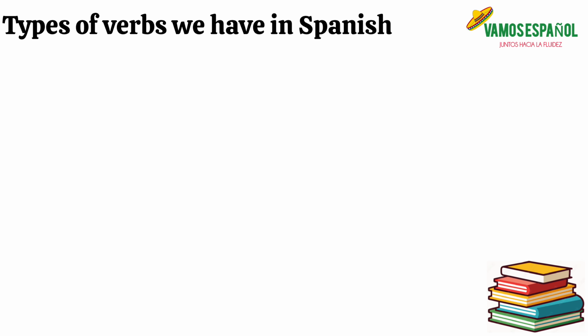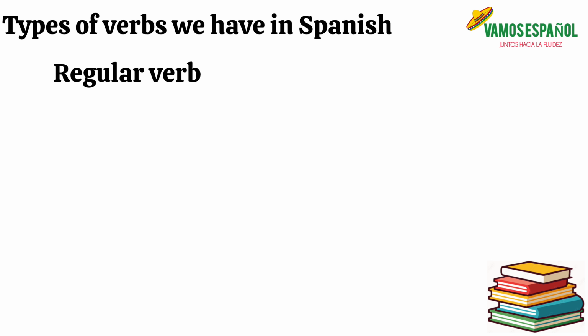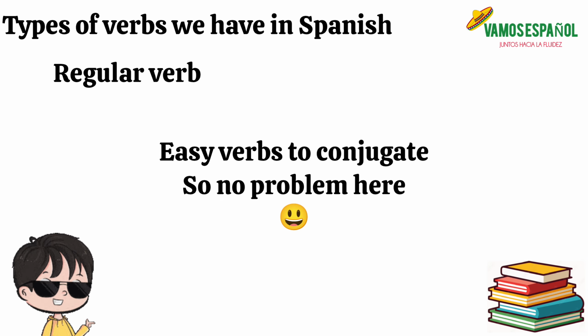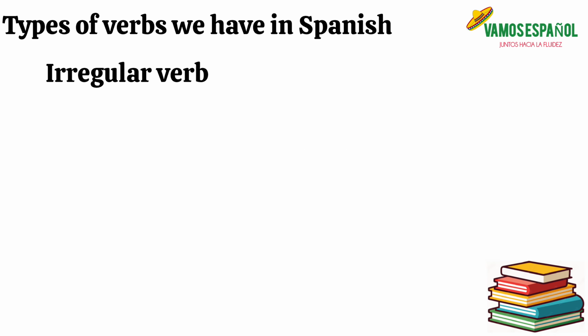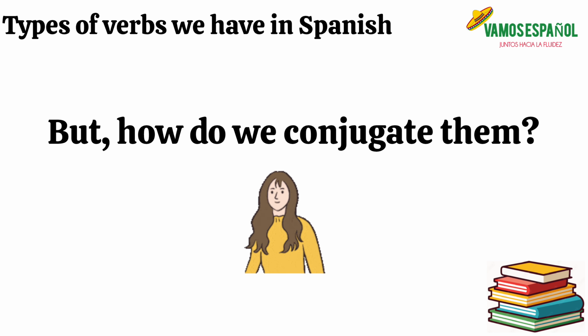So now that we know how to identify a verb, it's also worth mentioning that in Spanish we have two types of verbs. We have the regular verb and we have the irregular verb. The regular verbs are very easygoing verbs, those verbs that when conjugated, mirror the infinitive. They follow a set pattern and they behave just as expected. The irregular verbs, however, are the rebels in Spanish. They don't follow the rules and they like to surprise you. But how do we conjugate them?